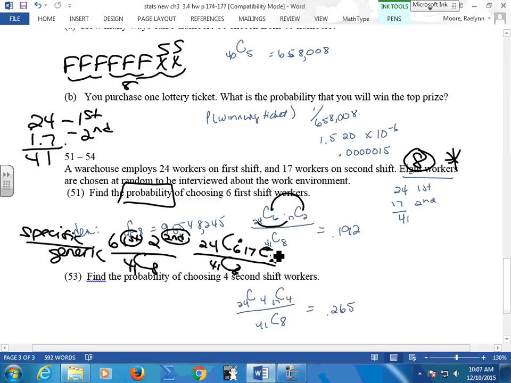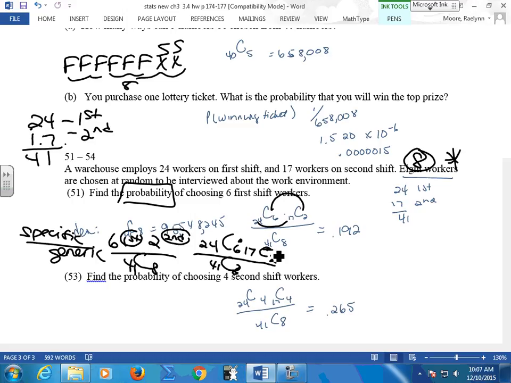Consider this a specific case over my generic case. Generic means any. I don't care where you get these 8 people from, my first or second. How many groups of 8 people can I actually make? I can make a heck of a lot of groups of 8 people out of 41, can I? But specifically, I only want the groups that have 6 people from the first shift in them. 2 of those people got to be second shift workers.